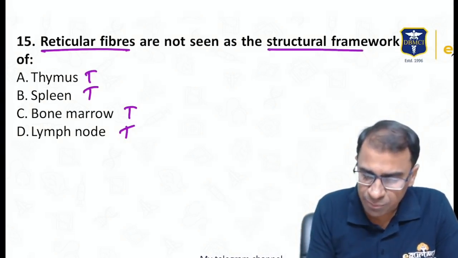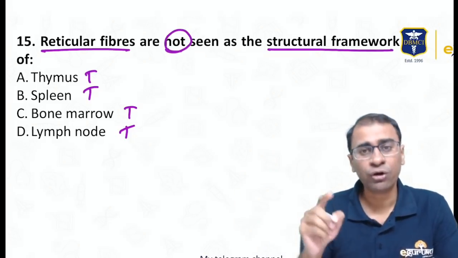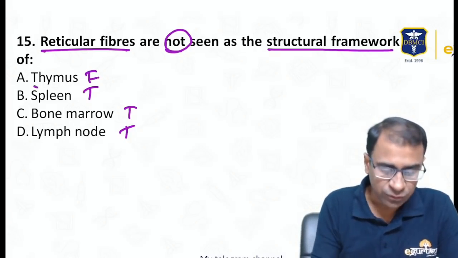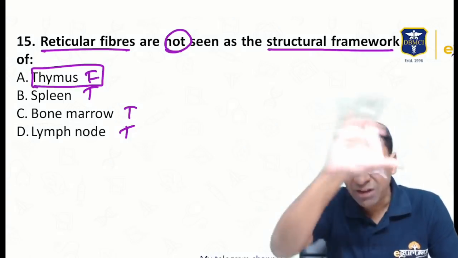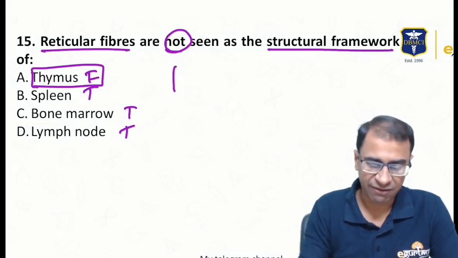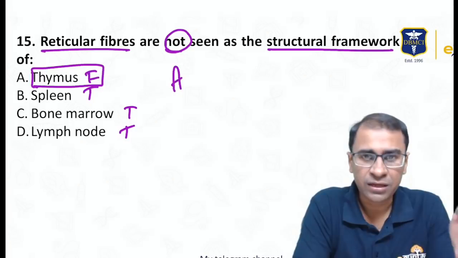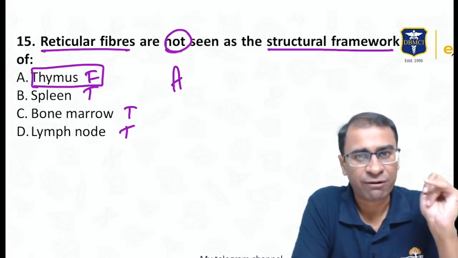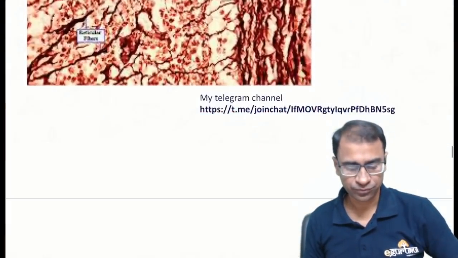But it makes a structural framework of all except, that means not is in the question. I will go with the thymus, because thymus, even though has reticular fibers, doesn't have a framework made up of the reticular fibers. So the answer is definitely A. Remember, it is seen in bone marrow, it is seen in spleen, it is seen in lymph node, can also be seen in liver. Liver also has reticular fibers, because the question is asking you structural framework.